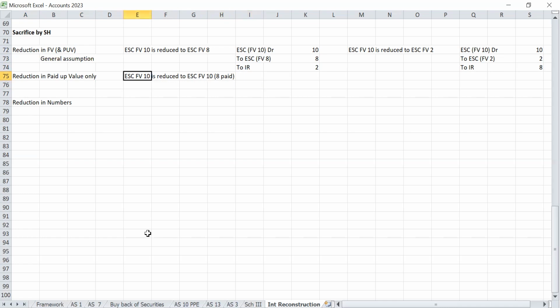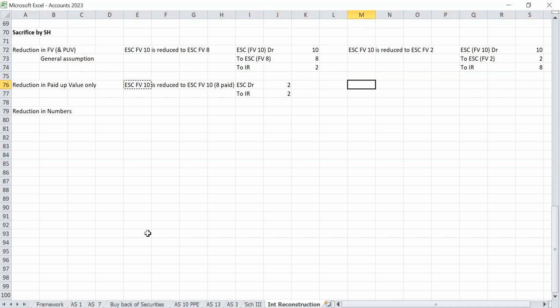For this, what is the entry? Equity share capital before reduction is 10, after reduction is also 10. You need not write equity share capital face value debit to equity share capital face value, because face value does not change. Here face value changes; here face value remains the same. So the entry will be equity share capital debit to internal reconstruction. 2 rupees reduction only I have to account.